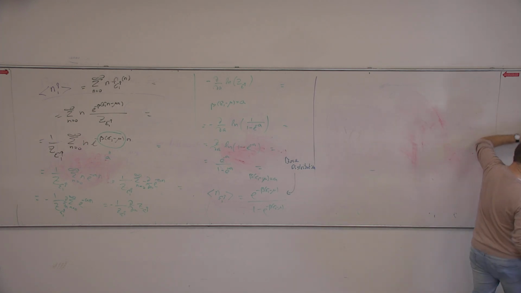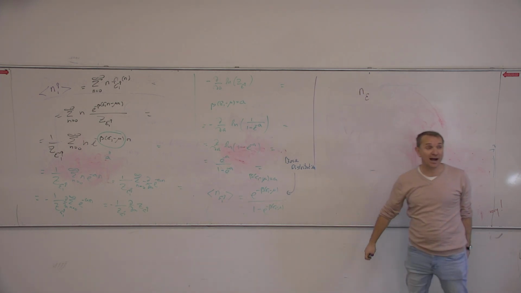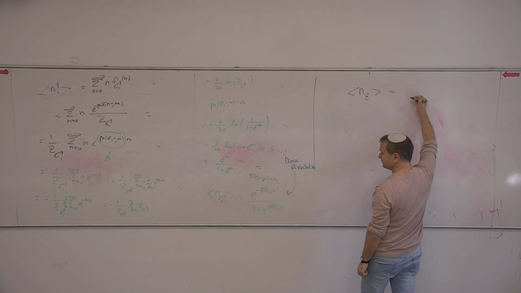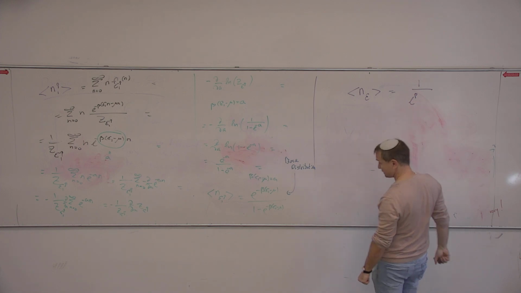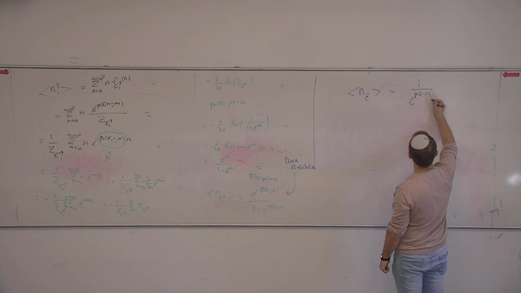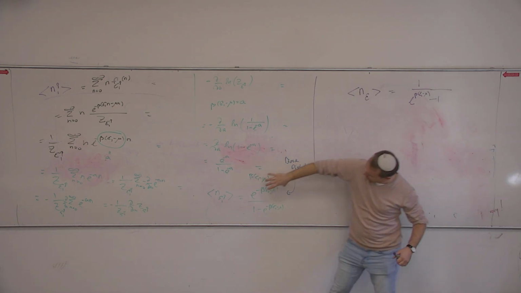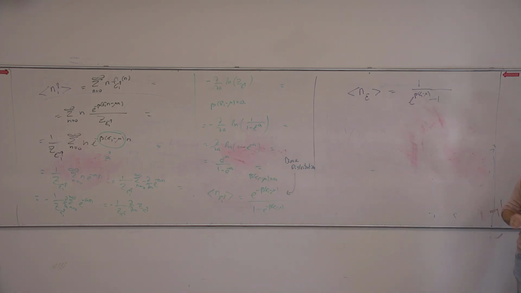So the general result for any value of the energetic state is 1 over e to the power beta epsilon 1 minus mu, minus 1. The only thing that I did is take this to the denominator. Okay, this is bosons.